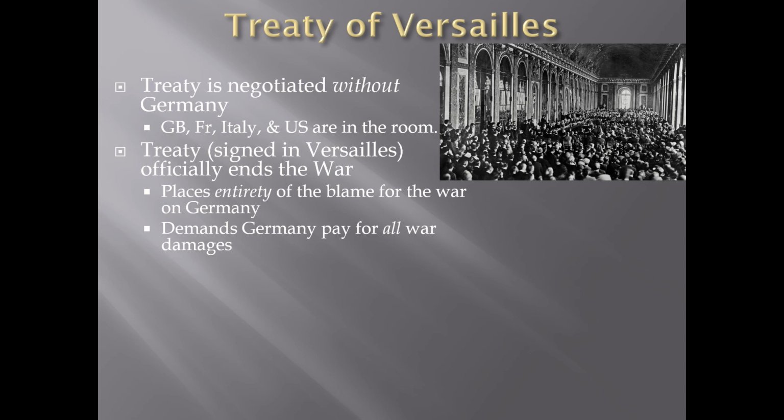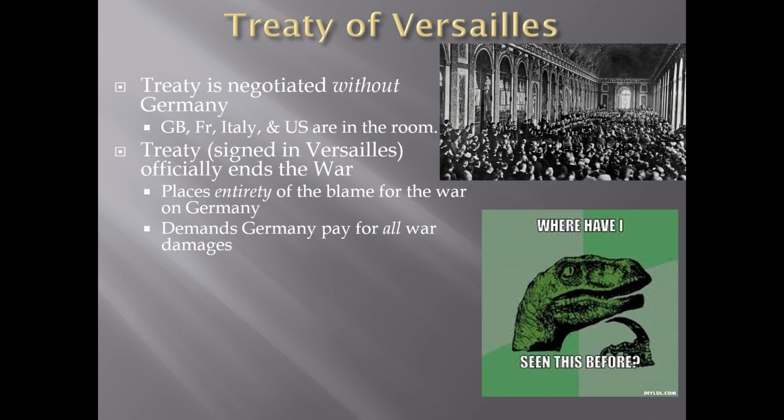It demands Germany pay for all of the war damages, which will be billions of dollars in back then money. These should sound familiar. Where have you seen these before? These were the conditions that Germany forced upon France in the Franco-Prussian War. Right? I told you that it is important when trying to design a peace. If you want to avoid another war, you have to be careful how you end the current one.